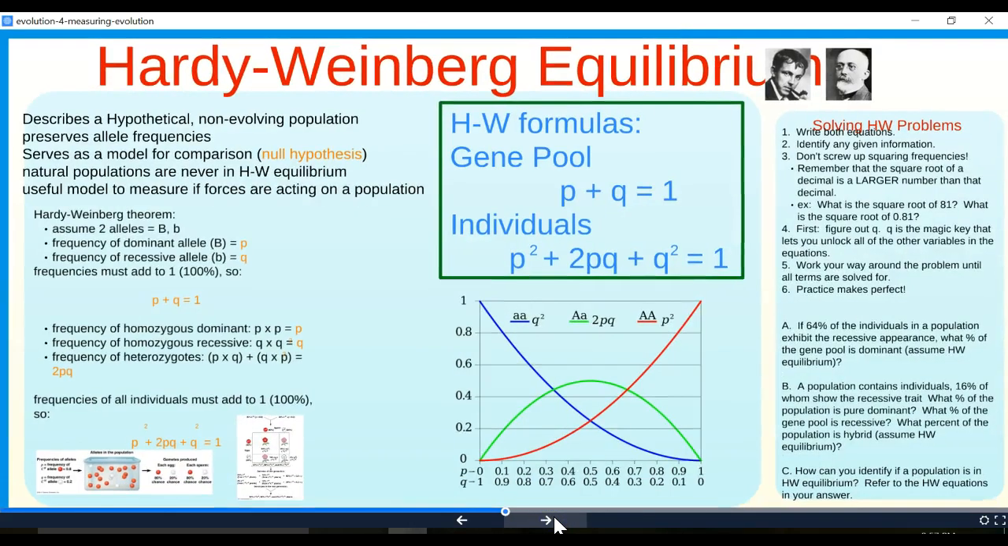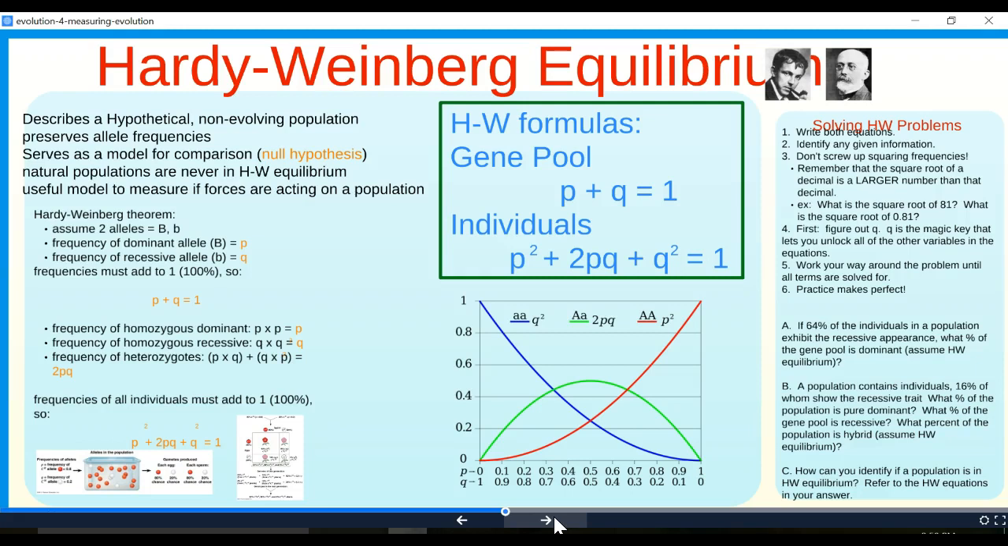Okay, so in walks Hardy-Weinberg equilibrium. So this is going to describe a hypothetical, non-evolving population that preserves allele frequencies, meaning all of those things that you wrote up above that can change allelic frequencies. Hardy-Weinberg equilibrium, the only way that this math works is if you say that none of those things are at play.